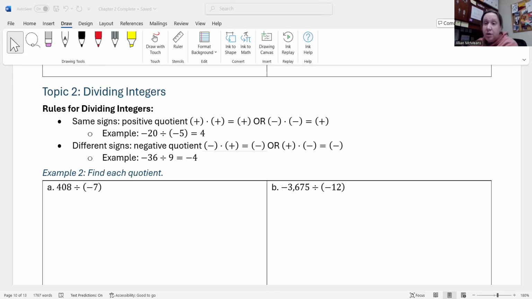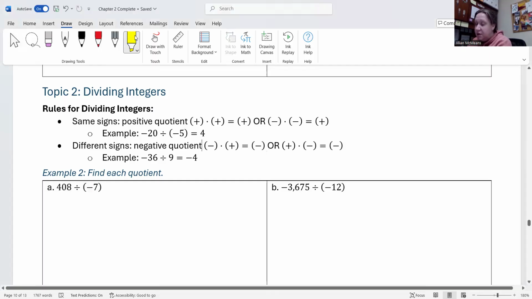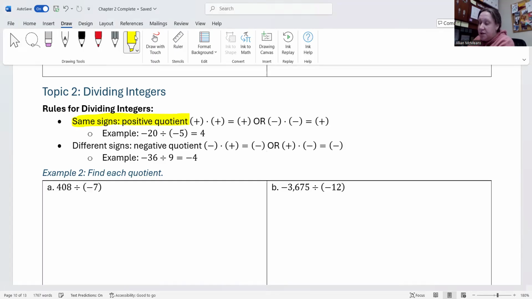So for topic 2, we're going to look at dividing integers, and luckily the sign rules for dividing integers are exactly the same as they are for multiplying integers. The rules say that if you're dividing two integers with the same sign, you're going to get a positive quotient. And if you're dividing two integers with different signs, you're going to get a negative quotient. So the good news is, same rules, you can apply it twice.